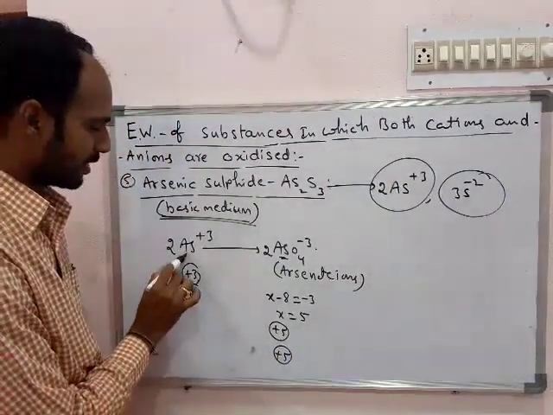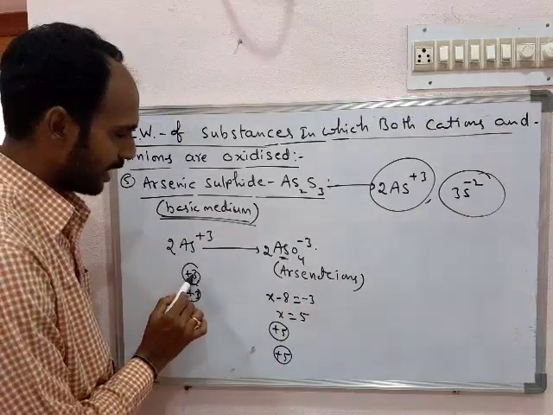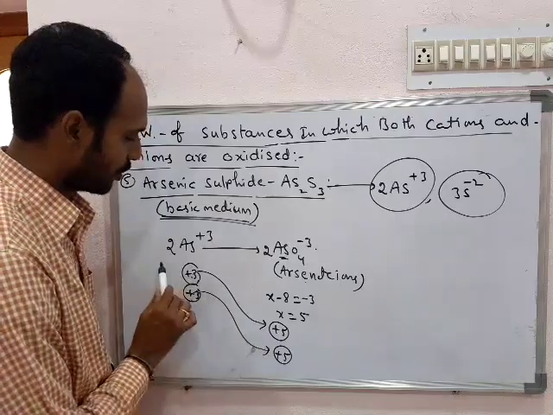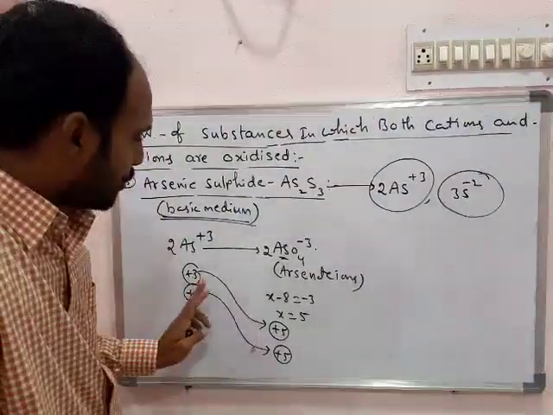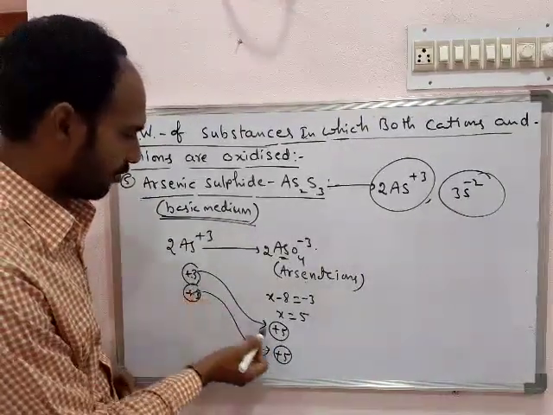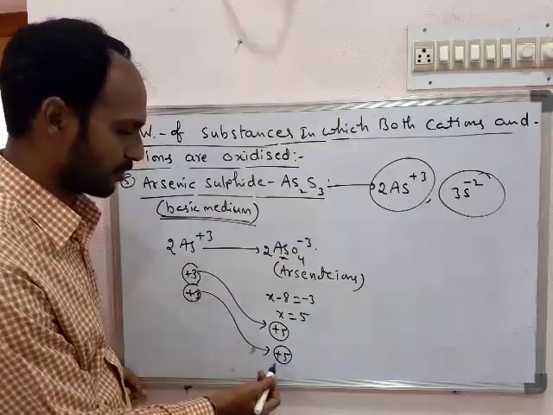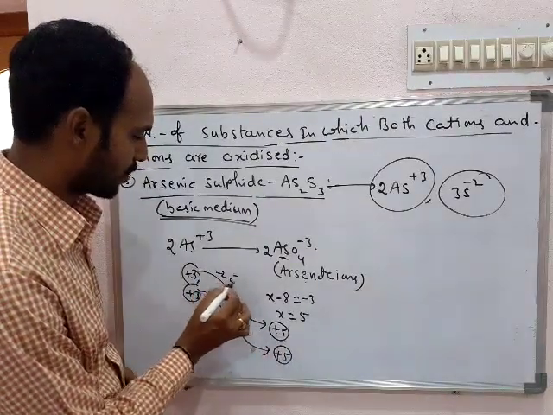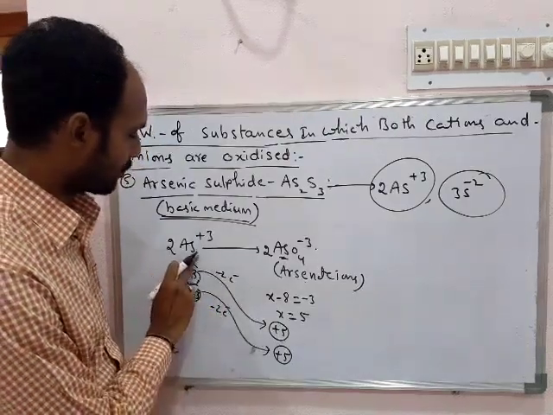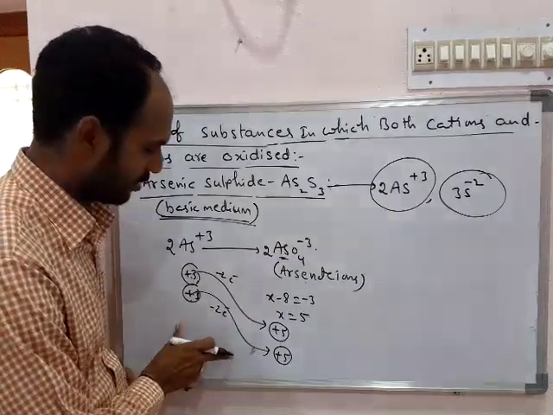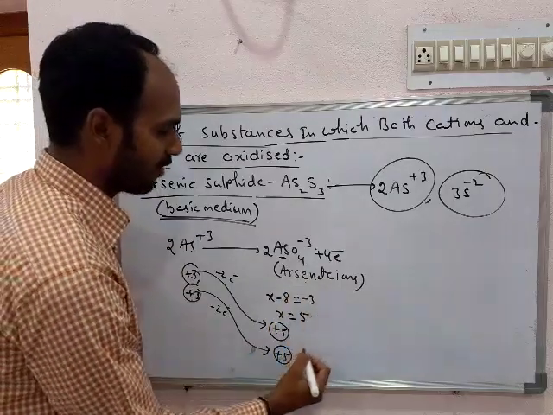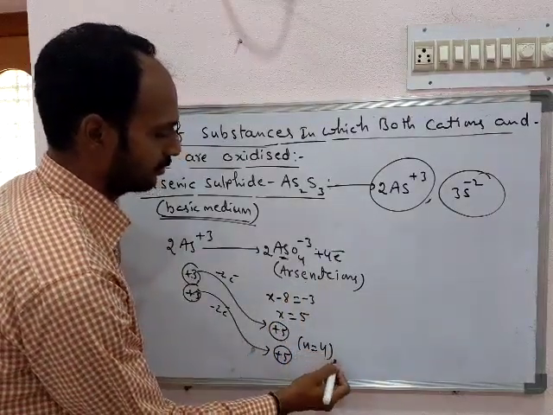Here 2 arsenics are present in +3 form as arsenic ions. They change to arsenate ions, so 2 arsenics are changed to 2 arsenate ions. What is the change in the oxidation number? +3 to +5, +3 to +5. That is 2 electrons lost for 1 arsenic, 2 electrons for the other. Totally, the 2 As+3 ions combinedly lose 4 electrons. Means here the n factor is 4.